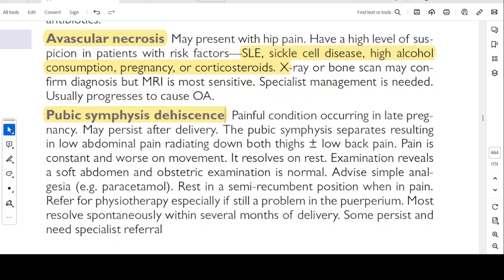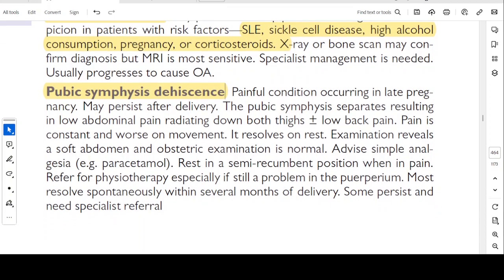Pubic symphysis dehiscence. A painful condition occurring in late pregnancy, may persist after delivery. The pubic symphysis separates, resulting in low abdominal pain radiating down both thighs plus low back pain. Lower abdominal pain and low back pain is pubic symphysis dehiscence.